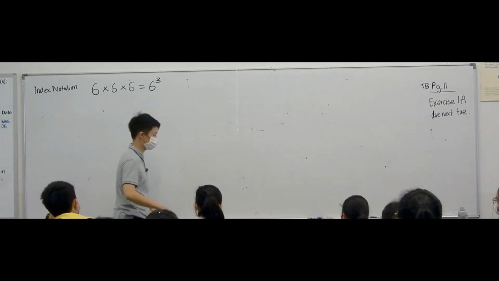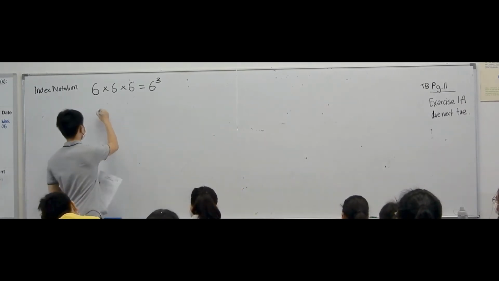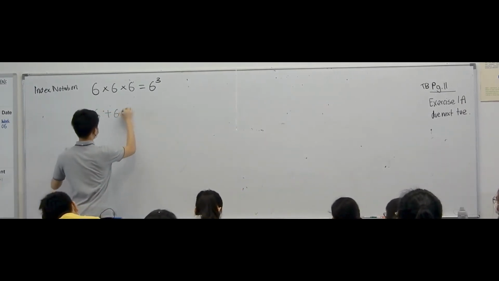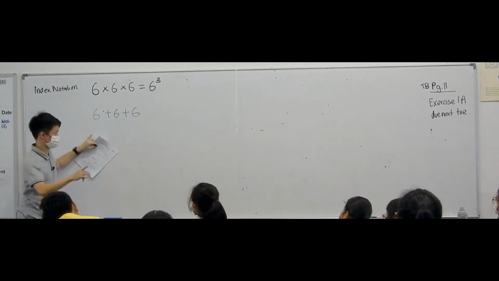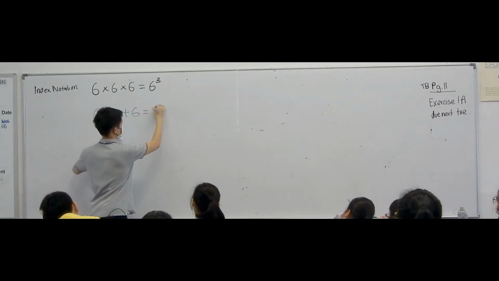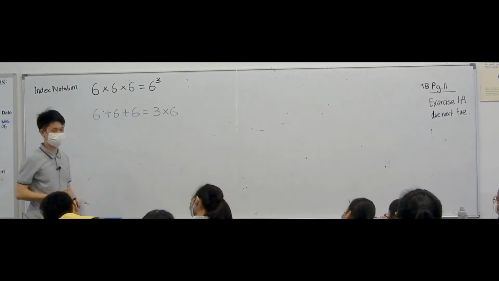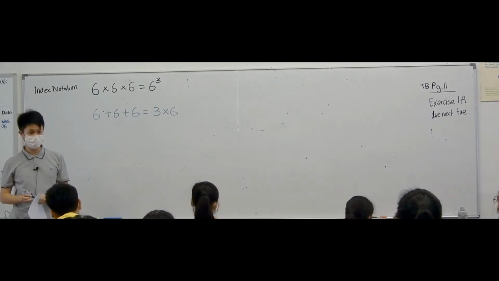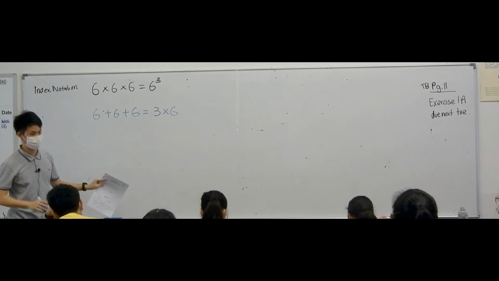Now this is very different. Let me point it out to you. This is very, very different from 6 plus 6 plus 6. What is this? It's 3 times 6. Very different from 6 to the power of 3. Do not mix them up. They are two very different things.